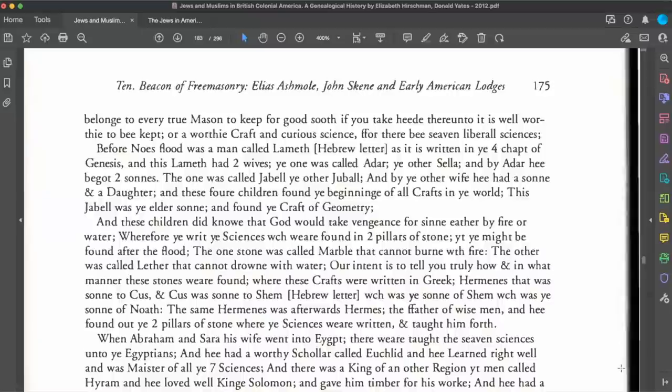And this Lameth had two wives, the one was called Adah, the other Zillah, and by Adah he begot two sons. The one was called Jabel, the other Jubal, and by the other wife he had a son and a daughter. And these four children found the beginnings of all crafts in the world. This Jabel was the elder son and found the craft of geometry.